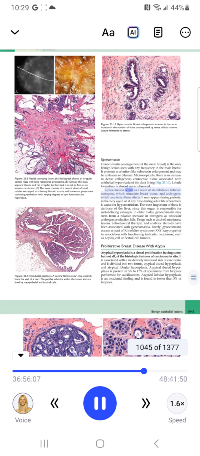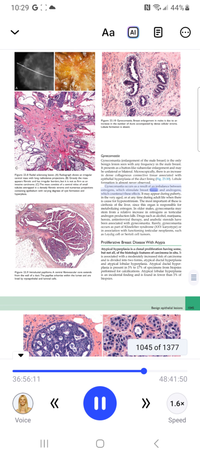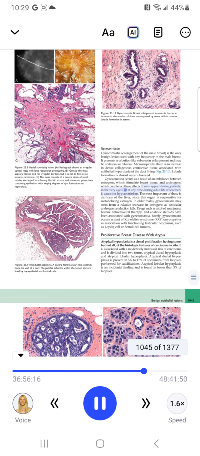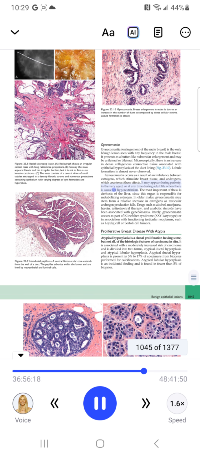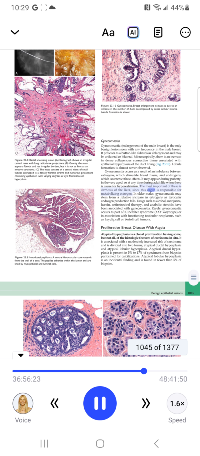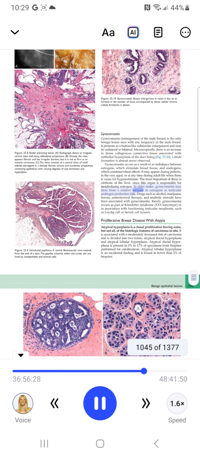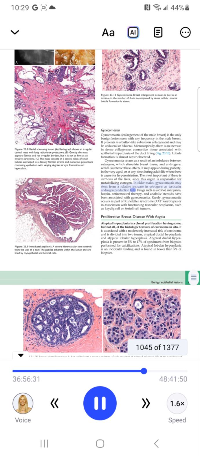Gynecomastia occurs as a result of an imbalance between estrogens, which stimulate breast tissue, and androgens, which counteract these effects. It may appear during puberty, in the very aged, or at any time during adult life when there is cause for hyperestrogenism. The most important of these is cirrhosis of the liver, since this organ is responsible for metabolizing estrogen. In older males, gynecomastia may stem from a relative increase in estrogens as testicular androgen production falls.